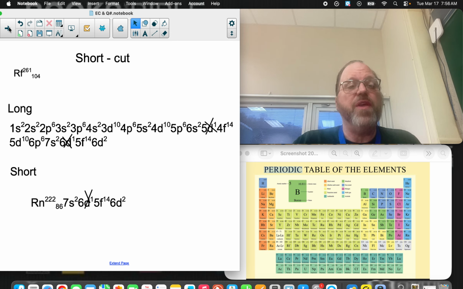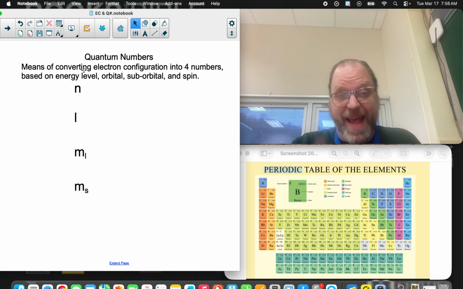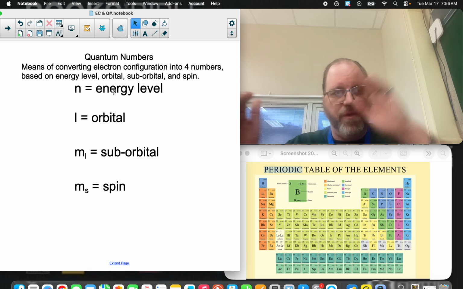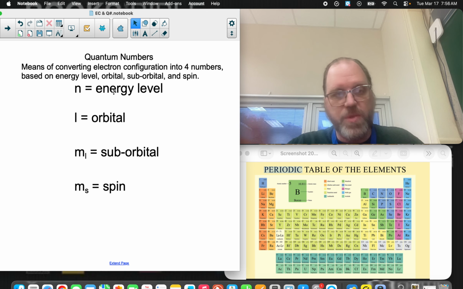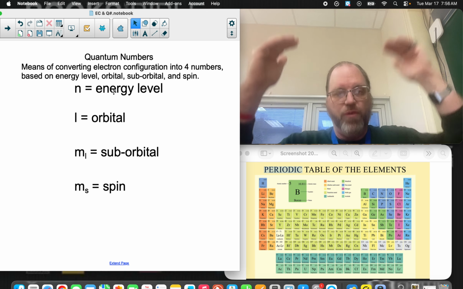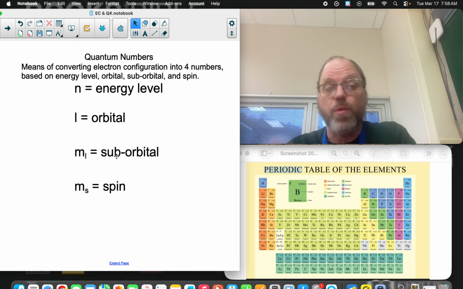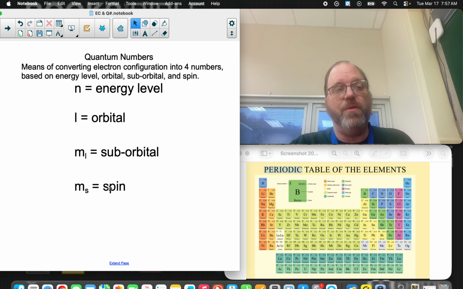Now the other way to do this is quantum numbers. We're going to convert the last configuration, the one that makes each element different, into 4 quantum numbers. Those quantum numbers are energy level, orbital, suborbital, and spin. Remember we talked about the hotel: the different wings, the different floors, people checking in. Floors are energy level, orbitals are the wings, the suborbitals are the rooms, and the spin, do you have to stand up or stand on your head? The first one and then the second one in the room.